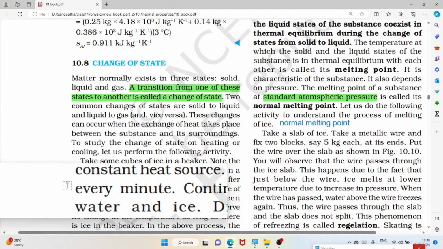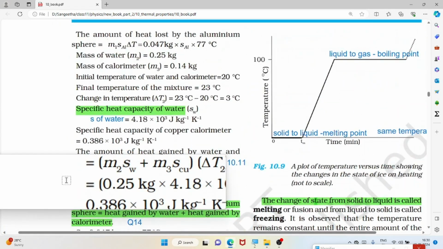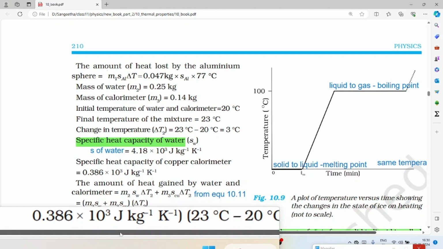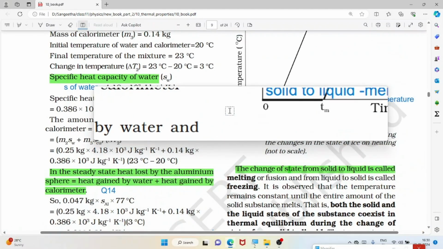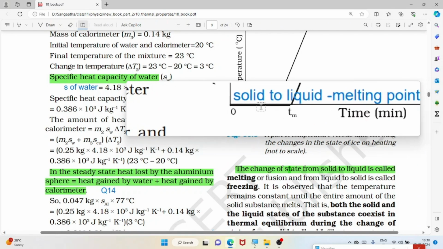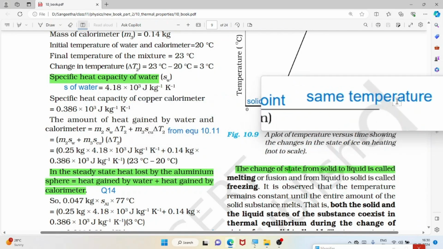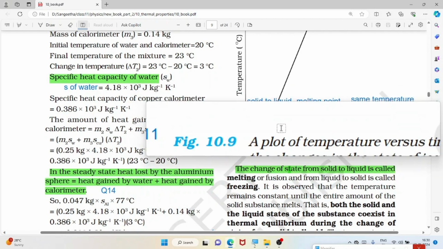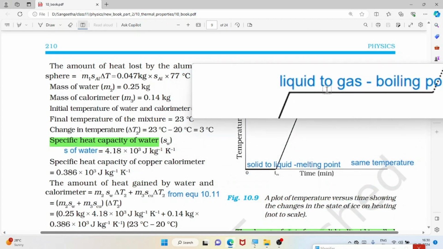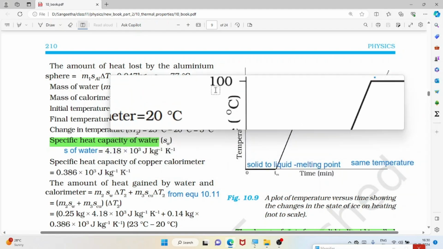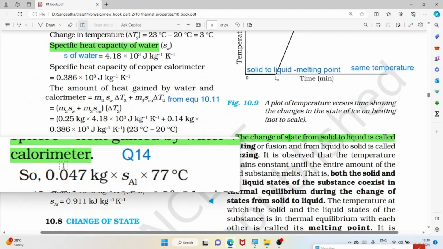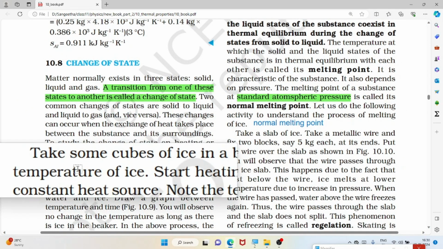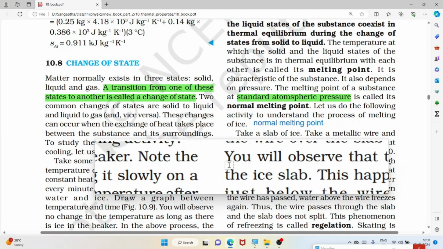Change of state. See here, at this temperature it won't change till all the solid is converted into liquid. The same temperature will be maintained here, at the melting point, till all the solid is converted, and then it will start to rise. Here also the temperature is maintained. What is the normal melting point? That is measured at standard atmospheric pressure.